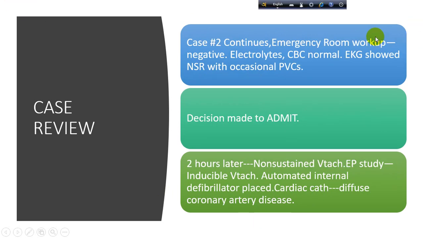Case 2, continuous emergency room, workup negative, electrolytes and CBC normal, EKG shows normal sinus rhythm with occasional PVCs. Decision was made to admit due to later non-sustained ventricular tachycardia. EPS study shows inducible VTach, an automated internal defibrillator was placed, and on cardiac cath, diffuse coronary disease was found.